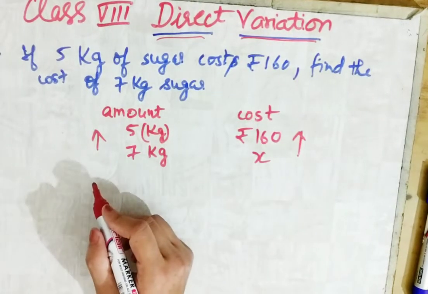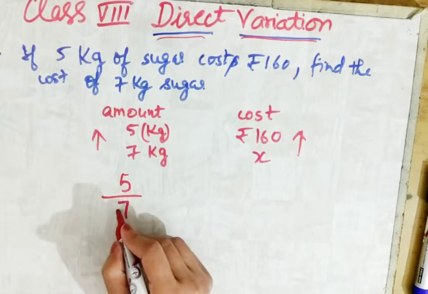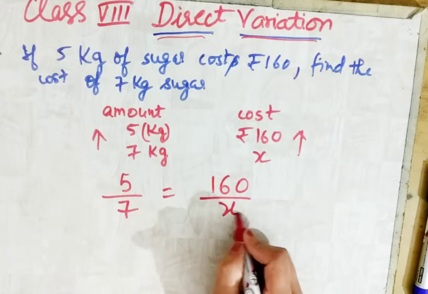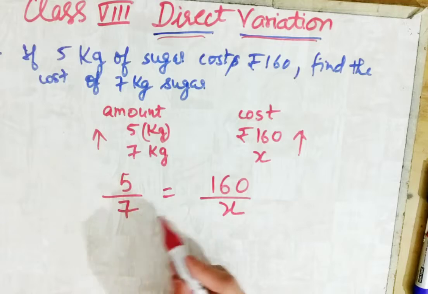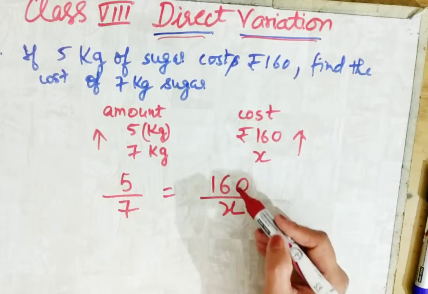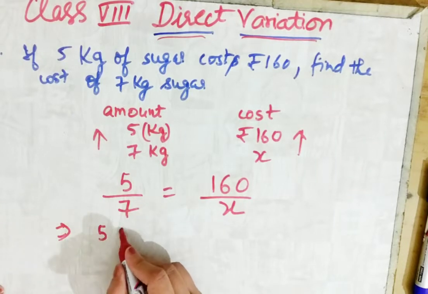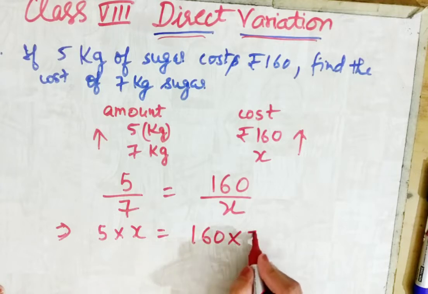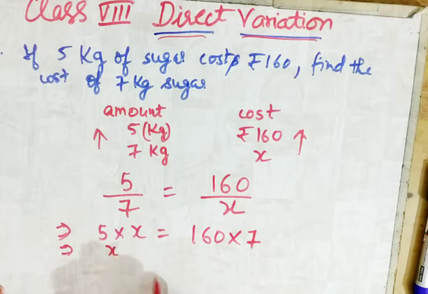Okay. So what we can do, now I will write down 5 upon 7 is equal to 160 upon X. Here I have written this in proportion. 5 upon 7 is equal to the cost, which I have written as 160 upon X. That implies, now we cross multiply this. 5 into X is equal to 160 into 7. This is cross multiplication.